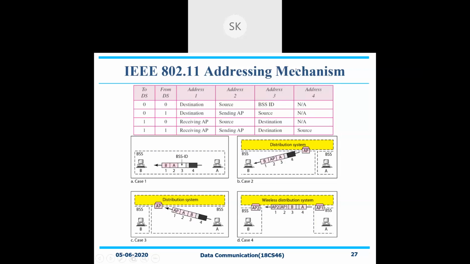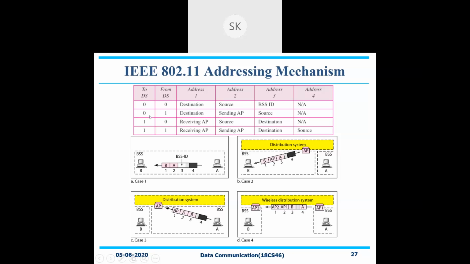So how will the addressing mechanism be done? To DS, from DS, address 1, address 2, address 3, followed by address 4. Four types of addresses are there. With respect to To DS and From DS, if it is 0, 0, the destination address will be stored at address 1. Address 2 will be holding the source address. Address 3 will be the BSS ID. That is the first part. Address 4 is not used.